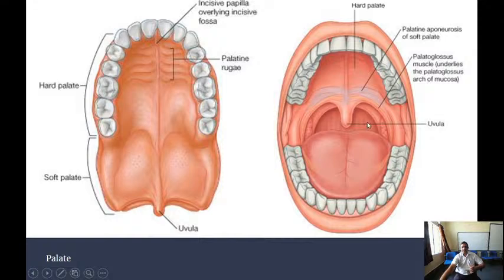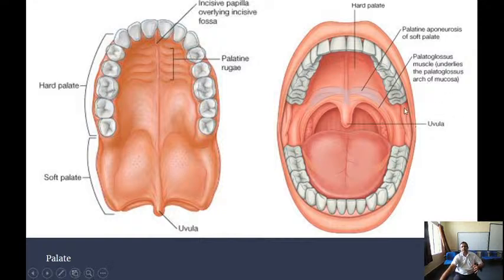So the anterior limit is the oral fissure, which is formed by the two lips, upper and lower lips, joining together to form a fissure. That is the anterior limit. And posteriorly, the palatoglossus muscle forms the posterior boundary of the oral cavity. So we have dealt with the roof, the floor, and the anterior and posterior extent of the oral cavity.